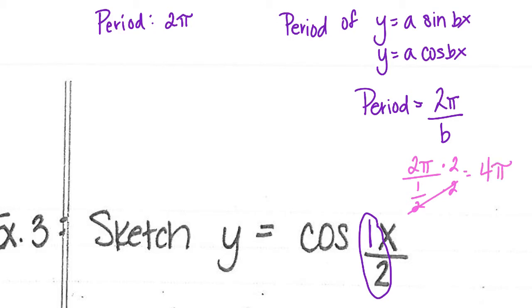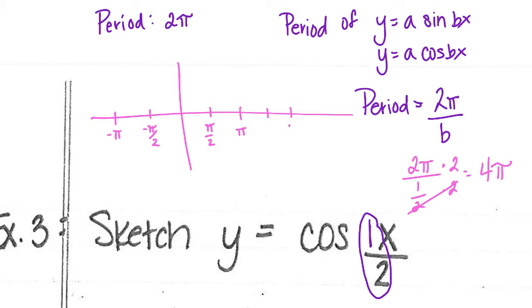So now this graph is looking a little differently. Instead of going through my negative pi over 2, remember that these are not even going to be hit anymore. So we have pi, 2 pi, 3 pi. I'm going to erase this part right here just so I can reach all the way to 4 pi.